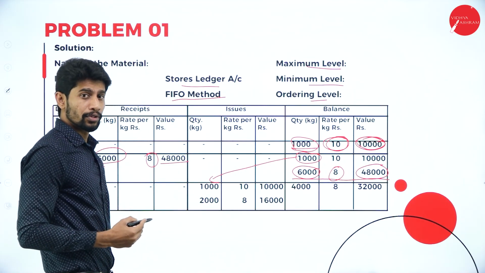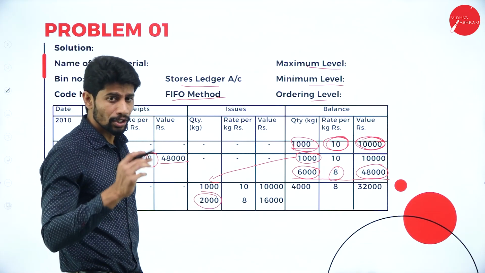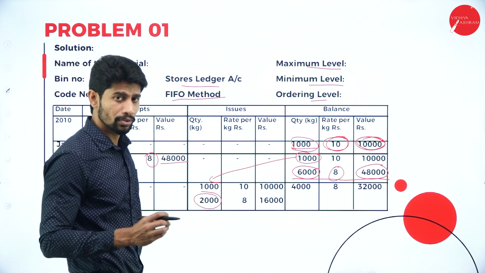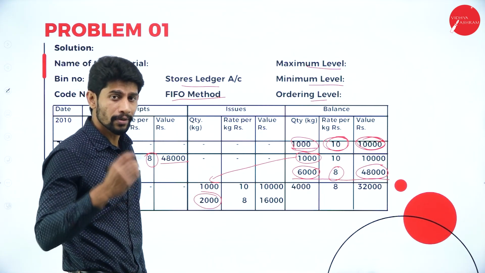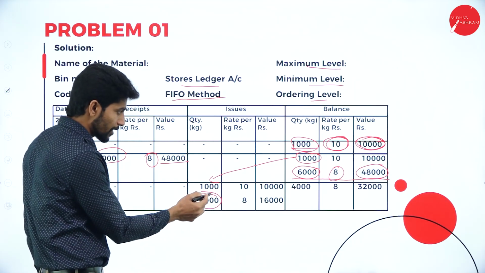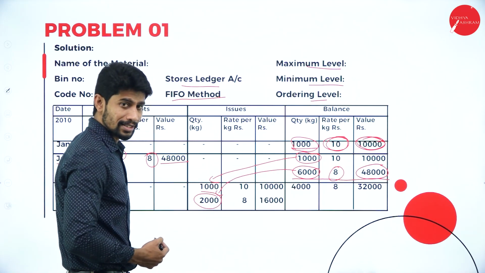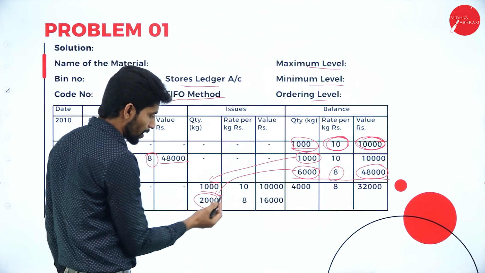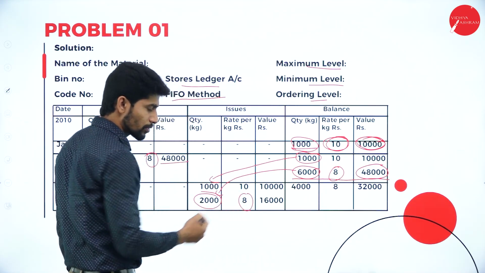Still how much we are supposed to issue? We are supposed to issue 3,000. So 3,000 we are supposed to issue. In 3,000 we already issued 1,000. Still how much we are supposed to issue? We are supposed to issue the remaining of 2,000. So issue this remaining 2,000 from this 6,000. So in 6,000 we are taking 2,000 units. What is the cost? 8 per unit, and total comes to 16,000.